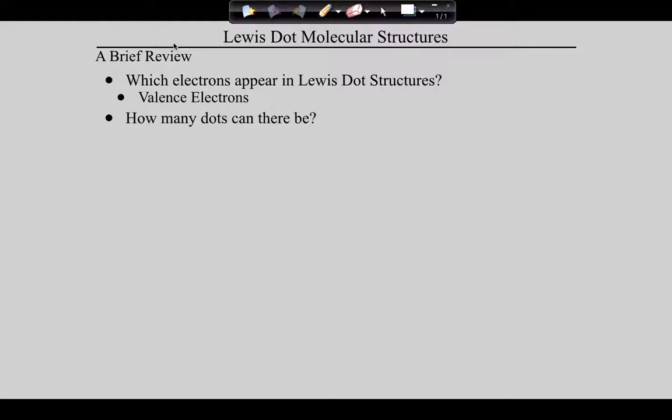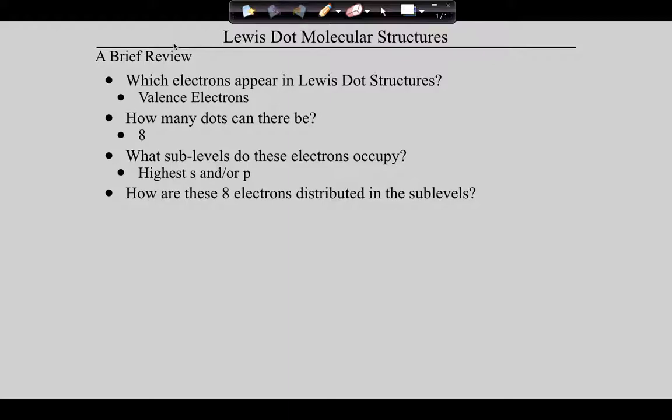Okay, so guys, with that as a background, we need to review. I don't think you need to write this stuff down, but let's make sure you're clear. Guys, really, don't write this down. So, when we draw Lewis dot structures for atoms, which are the electrons that show up in the diagrams? The valence electrons, right? So let's remind ourselves, how many dots can there be? There can be 8 electrons. So what sublevels are these electrons in? The highest S and P, yeah, so in the highest S and P orbitals. So guys, how do these electrons distribute? How many electrons are in the S? 2. How many are in the P? Is it all coming back to you?